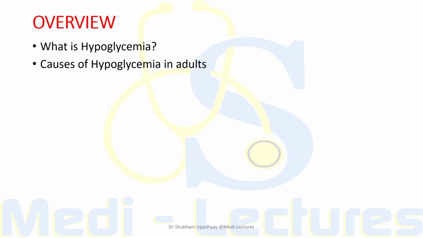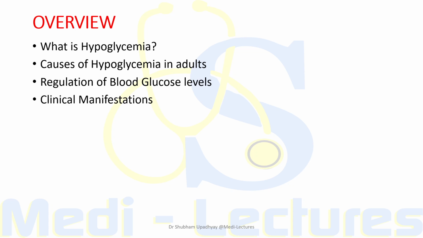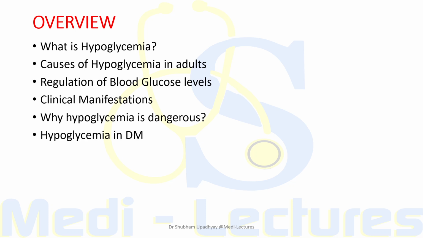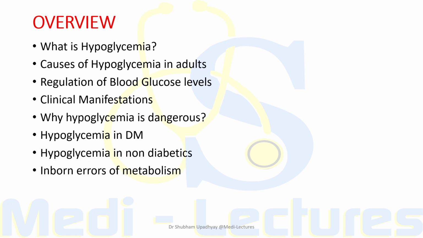In this lecture we will discuss first what is hypoglycemia, what are the various causes of hypoglycemia in adults, regulation of blood glucose levels, then what are the clinical manifestations by which patients present, why hypoglycemia is dangerous, then we will discuss individual causes of hypoglycemia in diabetics, then in non-diabetics, certain inborn errors of metabolism leading to hypoglycemia, finally approach to a patient, and after this you can assess your knowledge which you have gained from this lecture with the help of certain MCQs.